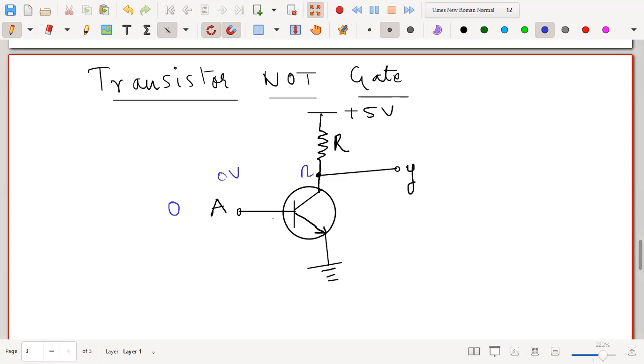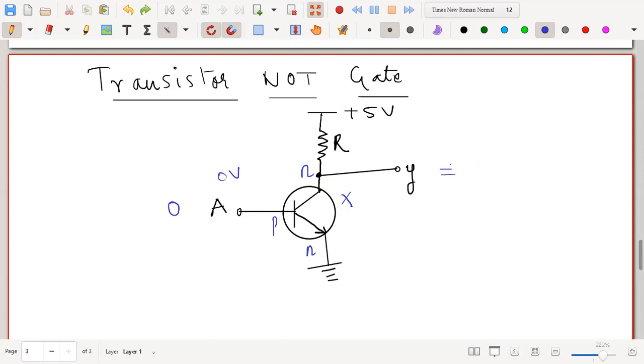This is an NPN transistor, and this side is the emitter. For an NPN transistor to work, you need to apply some positive potential to the base. Since I am not applying any positive potential to the base, the transistor will not work. When the transistor does not work, current cannot flow from the positive potential through the collector to the emitter. Then whatever is the voltage, all the voltage would appear across the output. That means the output would be 1. I am applying 0 at the input, I am getting 1 at the output.